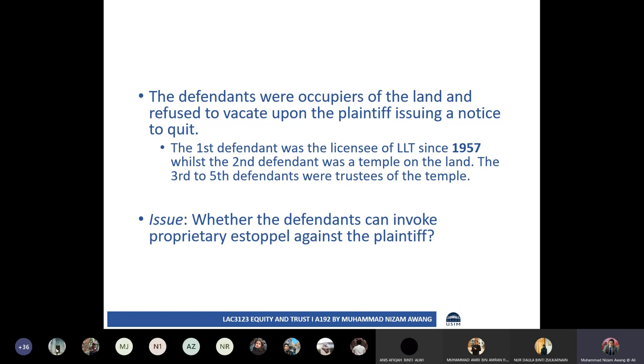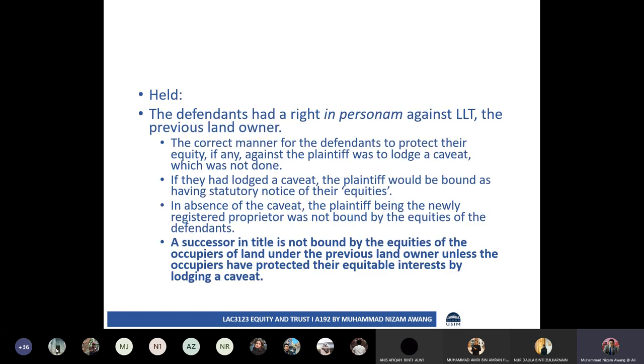In this case, the defendant was the licensee of LLT since 1957. The second defendant was a temple on the land. The third to fifth defendants were trustees of the temple. So the issue here: can the defendant invoke proprietary estoppel against the plaintiff, who is the successful bidder, now the registered proprietor of the land? The court held that the defendant had a right in personam against LLT, the previous landowner.